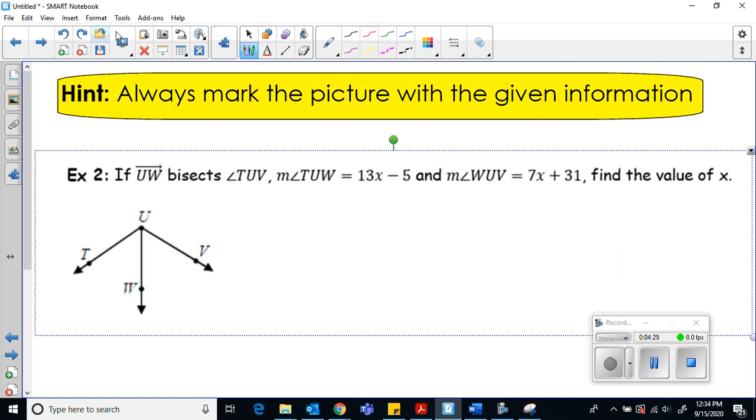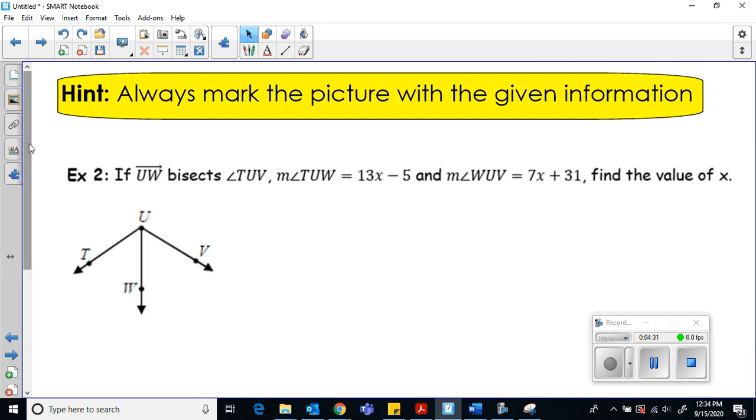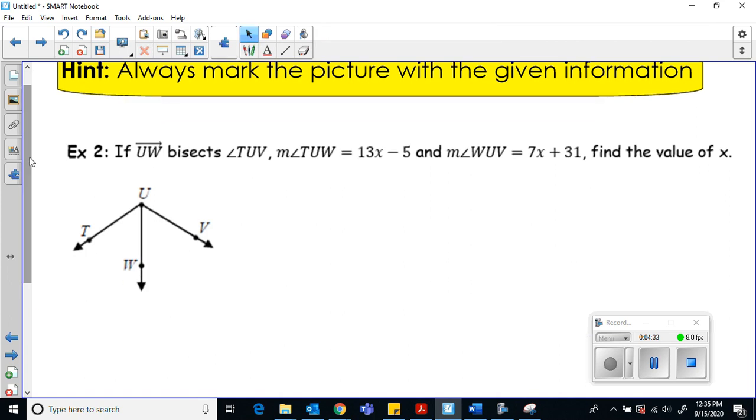All right, so in example 2, we have if ray UW bisects angle TUV, then the measure of angle TUW, and that's what that little m in the front means, the measure of angle TUW is equal to 13x minus 5, and the measure of angle WUV is equal to 7x plus 31. You want to find the value of x.